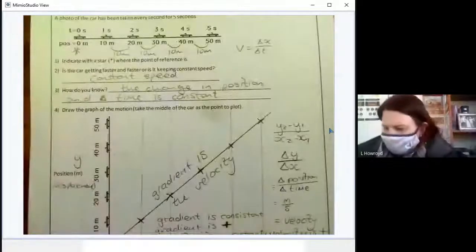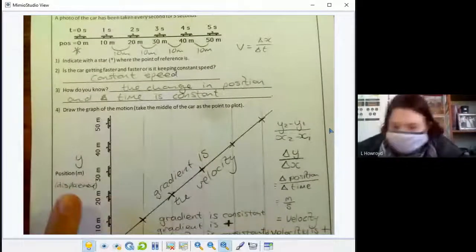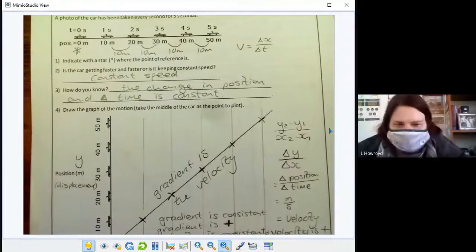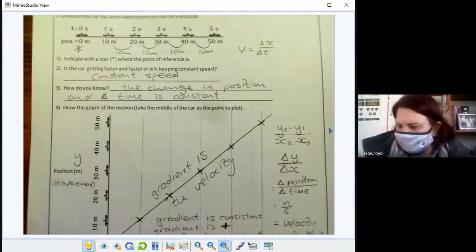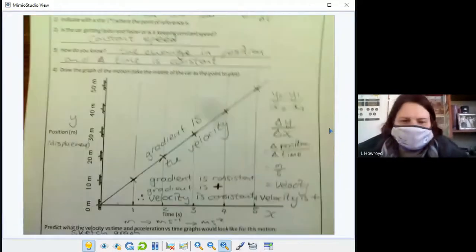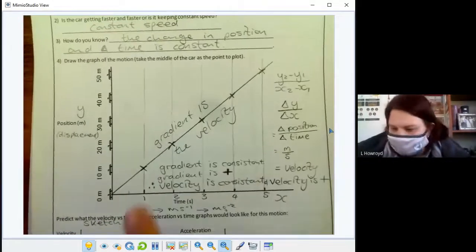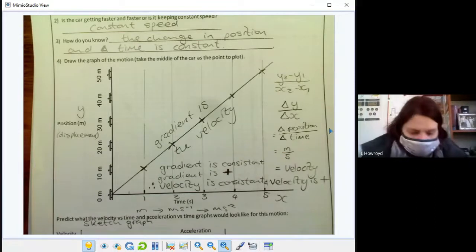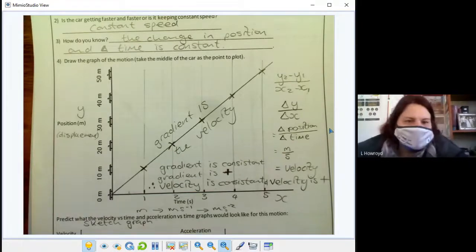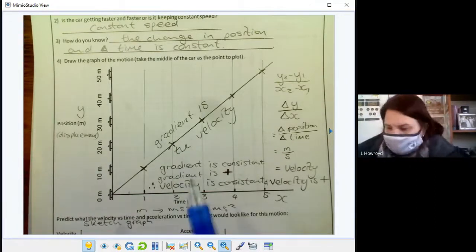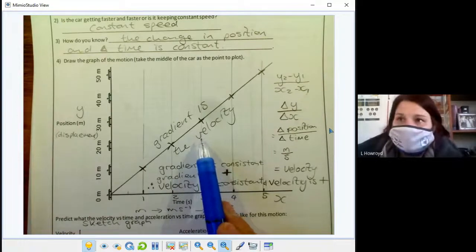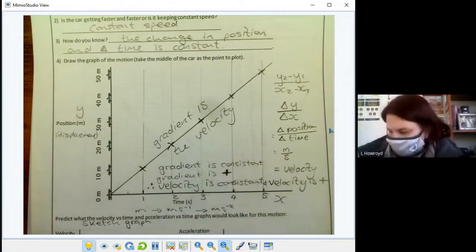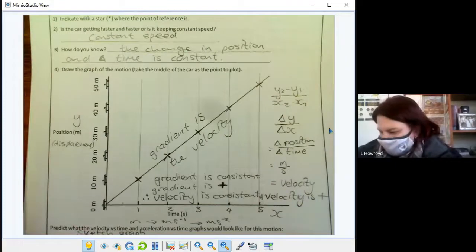Right, so remember when we looked at a position time graph, we spoke about the gradient of a position time graph. It's important to realize that it was the position versus time graph and that the gradient means velocity. So whatever the gradient does, that's what the velocity is doing. That's what we looked at yesterday.